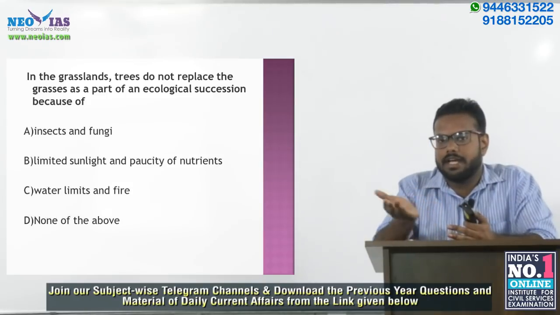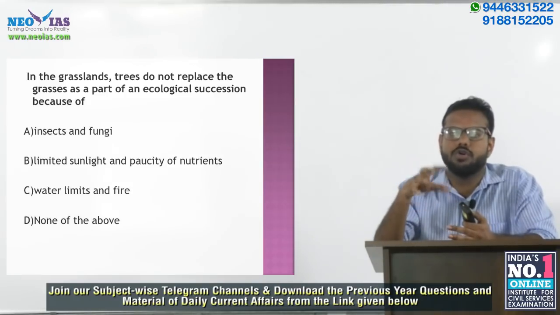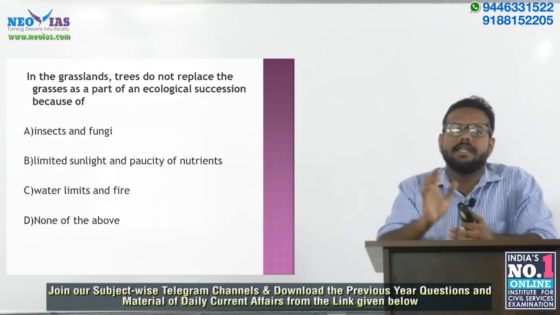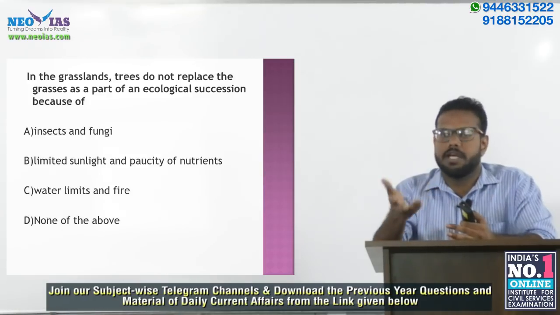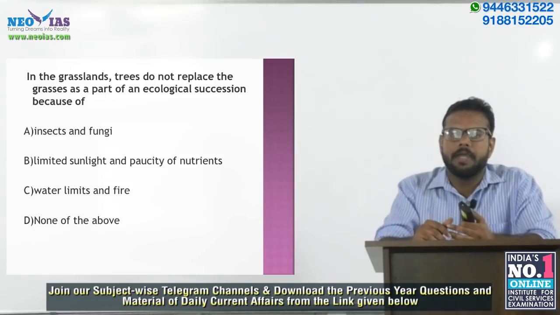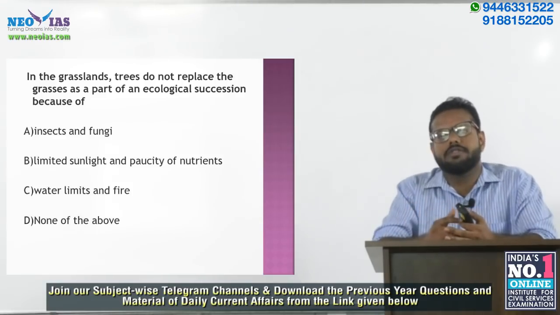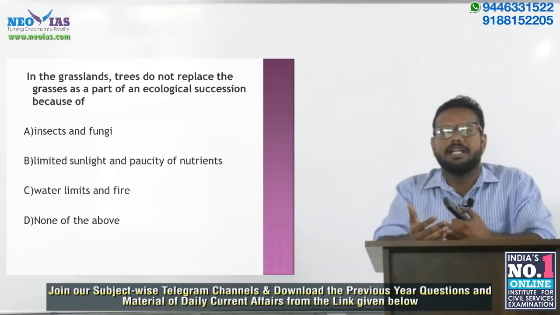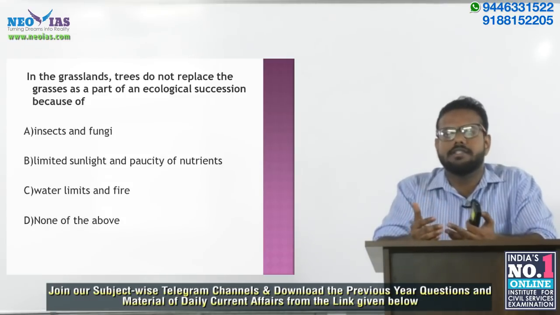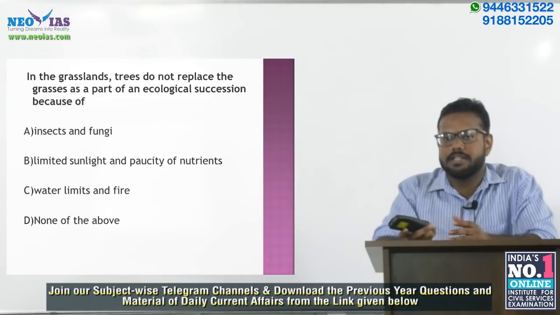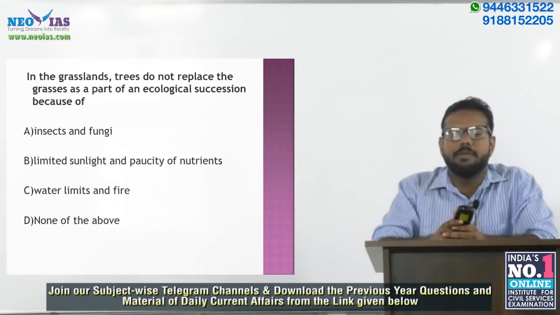Grassland grows in an area having low rainfall. Also grass dries up in the dry season, which causes fire, which will eliminate the entire plants from that area, even their seeds. And also in most of the ecosystems, trees are the climax community, whereas in the case of the grassland ecosystem, grass is the climax community. So our answer is option C, water limits and fire.